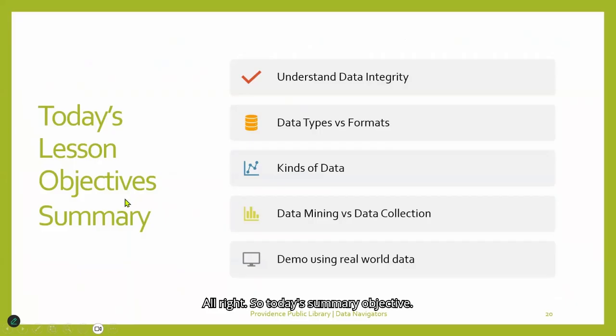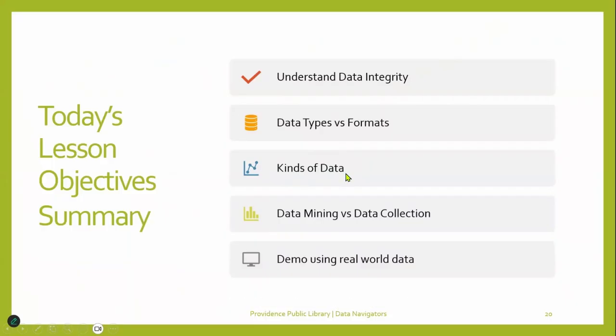All right, so today's summary objective. We understand what data integrity is. During the download process or the data transformation process, I should not simply remove some records during the analysis. Always maintain the integrity of the data throughout the process. And we discussed the data type and data format difference, and the different kinds of data. Categorical data, and then what is the other one?